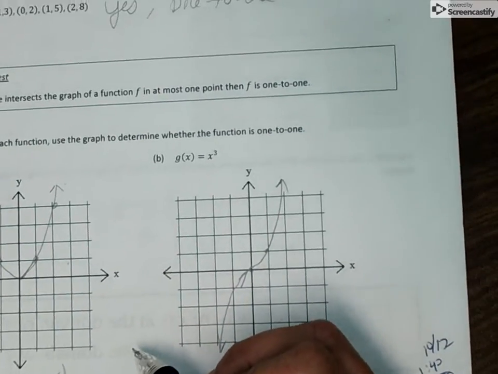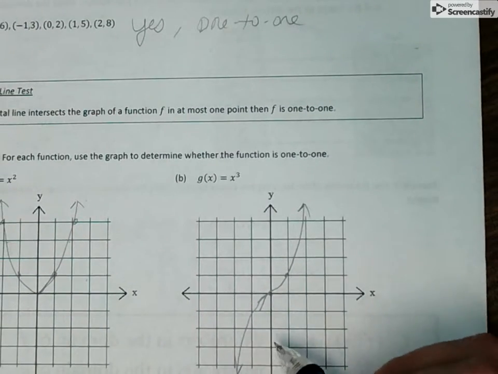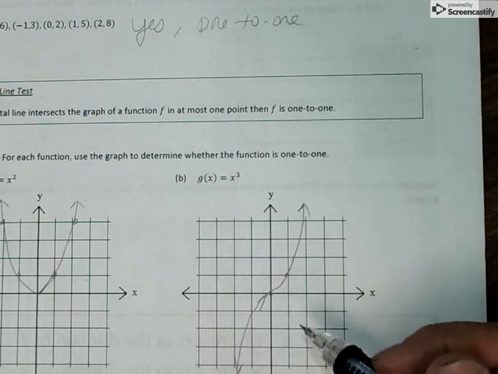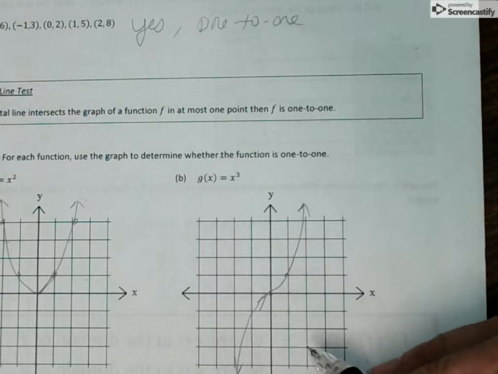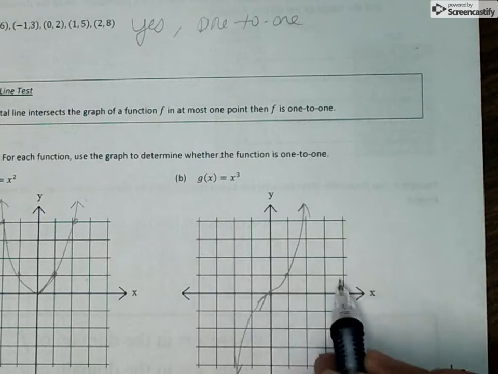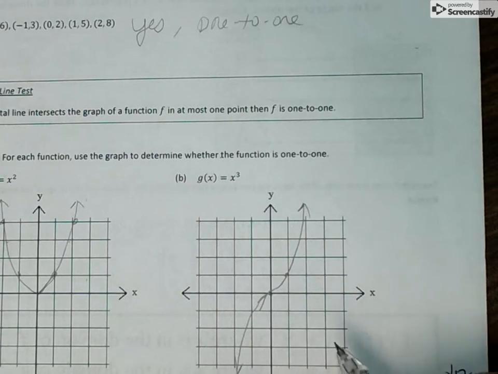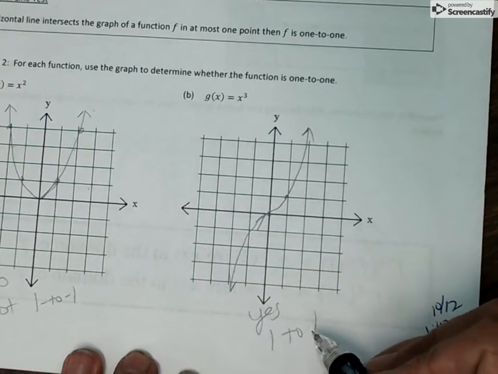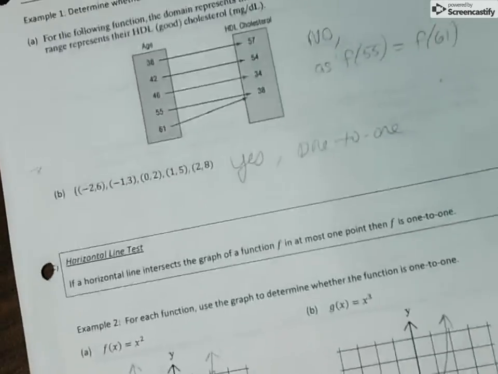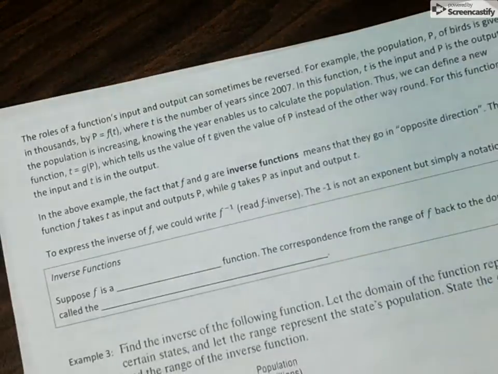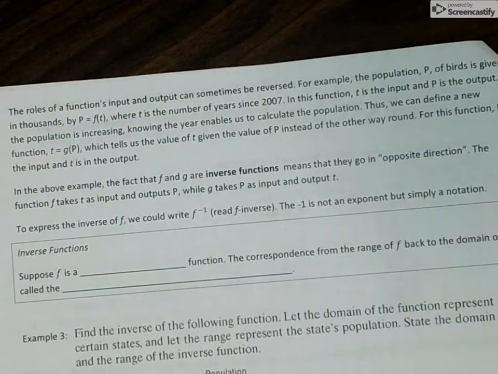If I look at my cubic parent function here, so I've got this cubic function. If I were to graph this and do a horizontal line, nowhere do I intersect in two points. So this function is one-to-one, which is what we want. Okay, let's turn over to the next page. What does this all mean?